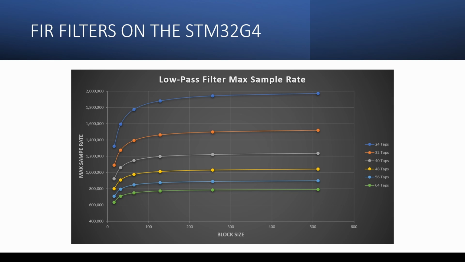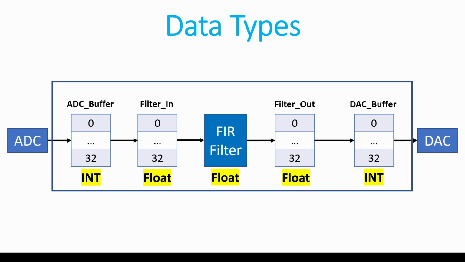In this video, we will look at a few different ways we can speed up the data throughput of the filters, and then we will measure their performance, specifically the max sample rates they support. Continuing from the previous video, our system is configured like this.